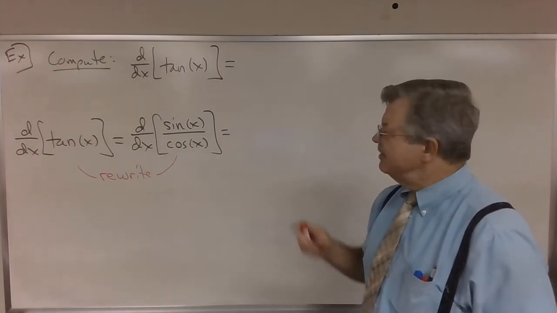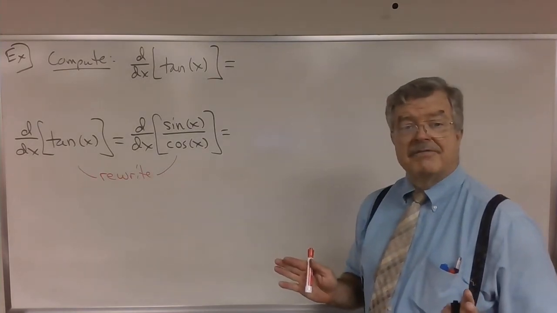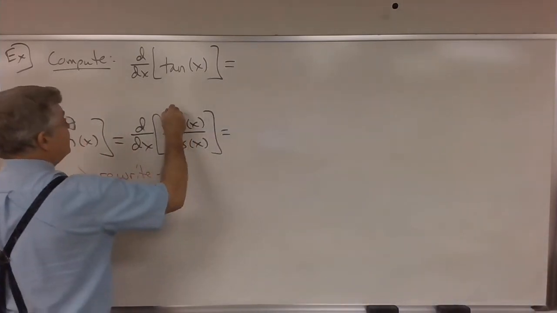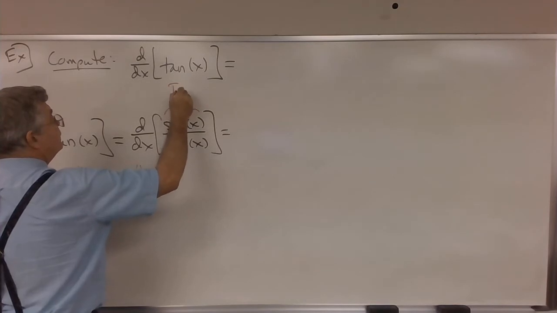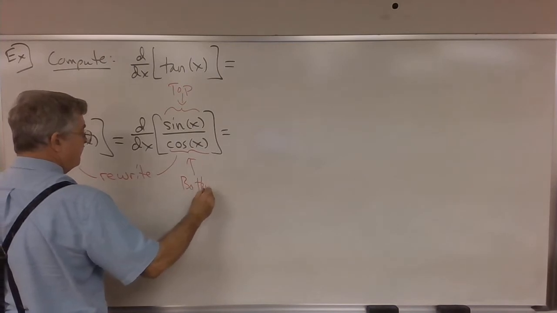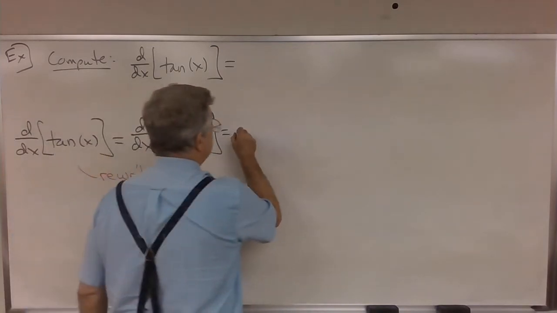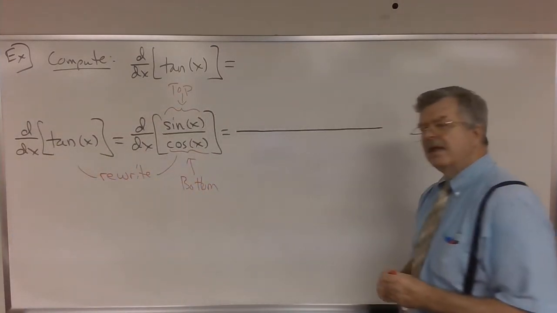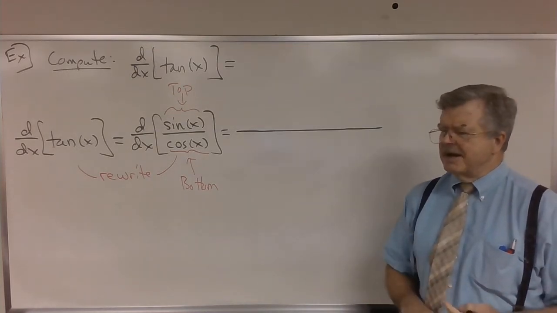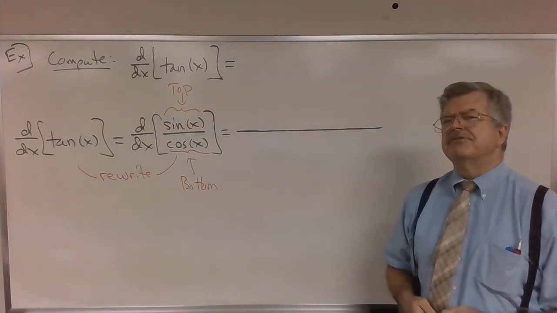Let's see. Can I do this now? I know the derivative of sine of x, and I know the derivative of cosine of x, right? So I think that we can do this. This is the top, and there's the bottom. We can definitely do this now. I just have to remember the quotient rule: top prime times the bottom minus bottom prime times the top, all over the bottom squared.